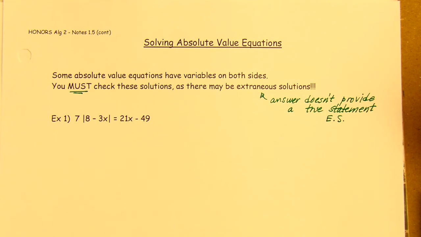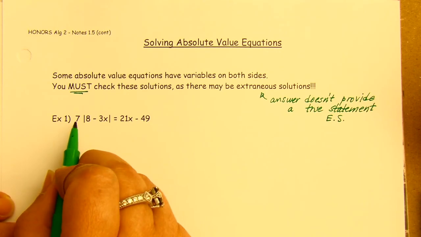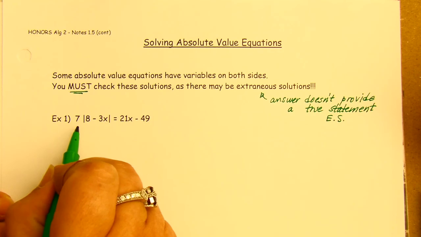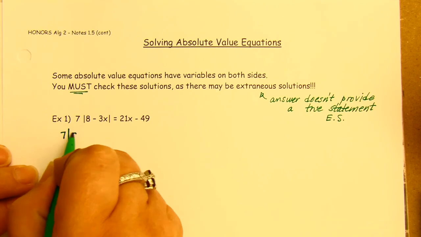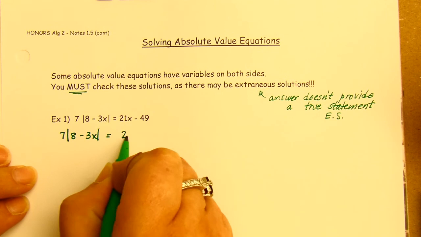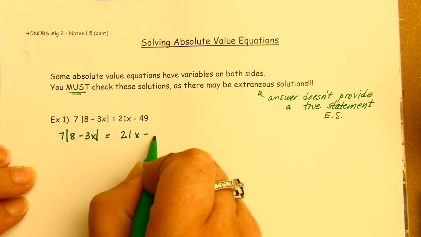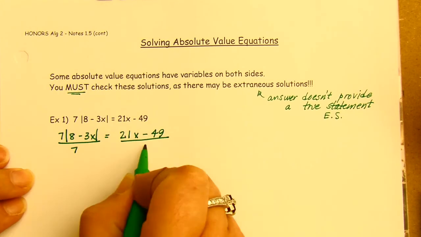Okay, remember the rules with absolute value. You cannot set up your two cases until the absolute value bars are isolated. So I see over here that I've got a 7 in the front, and that indicates multiplication. So I have to divide both sides by 7. I'm going to write out the original problem because I don't like to booger up the original problem when I cross things out. So this is 21x, subtract 49. Now I'm going to take both sides of the equation and divide by 7.